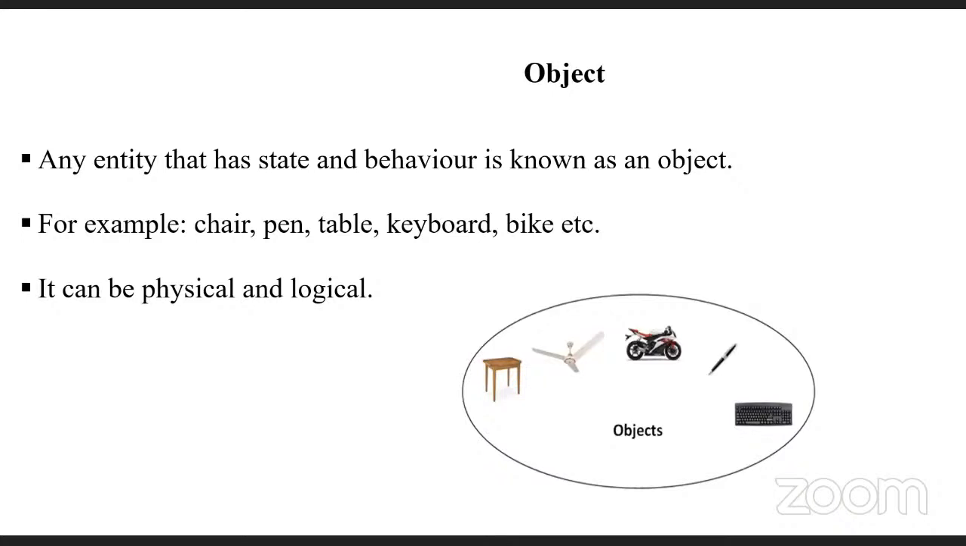Let's take one object, a fan. What does a fan have? It has color, width, then height. Next, what is the functionality? A fan can rotate. A fan can throw air also. It is called the functionality of the object. I hope you understand.